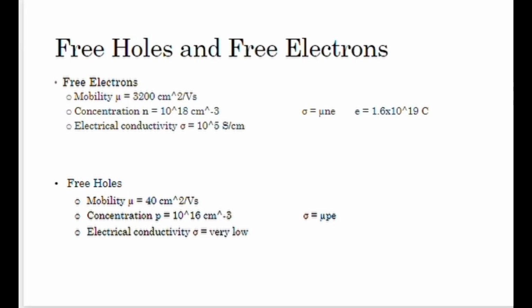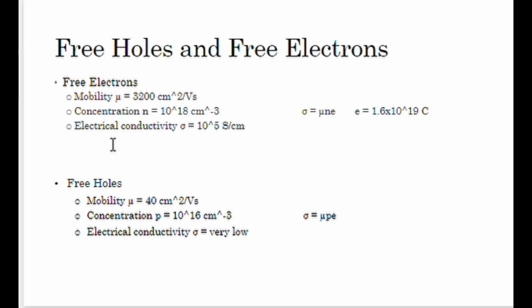In this slide, we'll be going over free holes and free electrons. For free electrons, we need the mobility, which is right here. It is 3,200 centimeters squared. Concentration, which is 10 to the 18th power per centimeter cubed, and electrical conductivity, which is 10 to the 5th. Here's the formula we need for free electrons and the estimation right here.